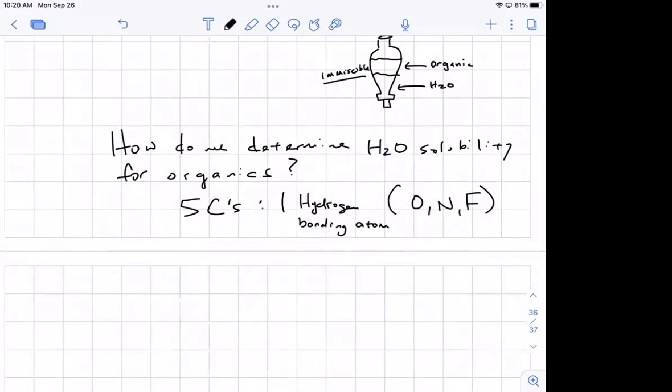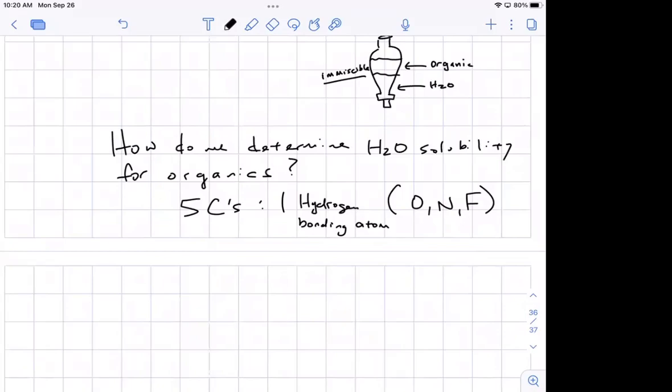So in order to determine water solubility, you have to meet this ratio. So for every 5 carbons, you need 1 hydrogen bonding atom. Right? That means if you have 10 carbons, you need 2. If you have 15 carbons, you need 3. If you have 20 carbons, you need 4, so on and so forth. But the ratio is for every 5 carbons, you need 1 hydrogen bonding atom in order for an organic molecule to be soluble in water.